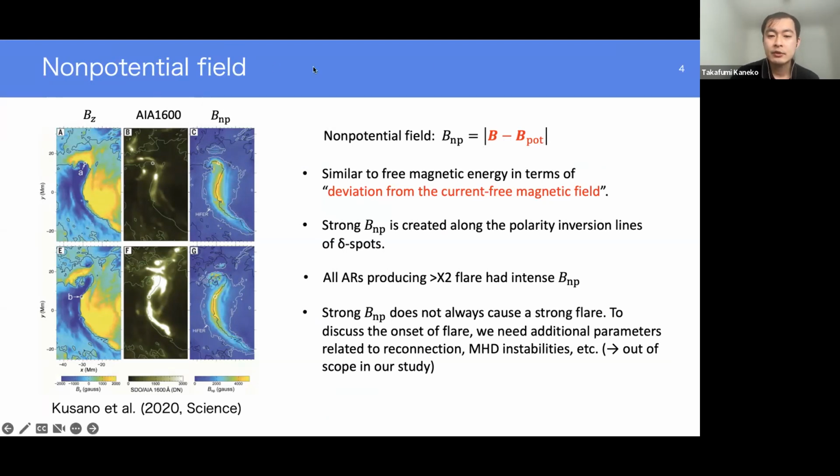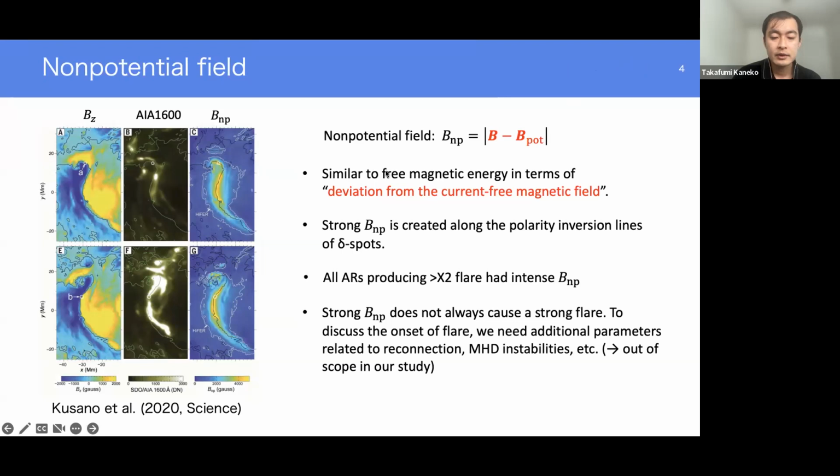And usually the strong non-potential field is found along the polarity inversion line of the delta spot. For example, in this figure, blue and yellow show the negative and positive vertical magnetic field, and panels C and G show the non-potential magnetic field. And basically, the non-potential field is distributed along the polarity inversion line. And all active regions producing X2 flares had intense non-potential magnetic field according to previous studies.